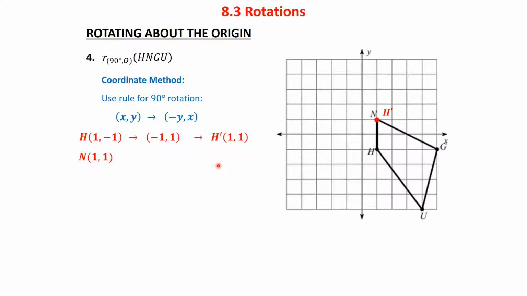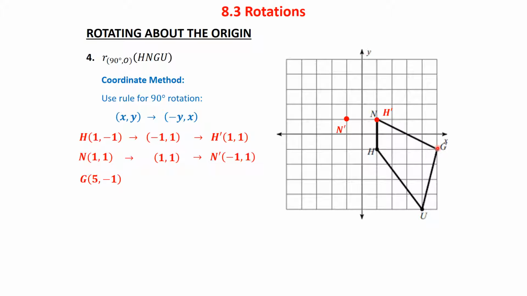For my point N, which started at 1, 1, I'm going to, again, switch their positions and multiply the front number by negative 1. And so positive 1 times negative 1 will give me negative 1. And so my new point N prime will be at the spot negative 1, positive 1, so that gets moved right here, N prime. For G, my point is at 5, negative 1, so I go over 5 to the right, down 1.